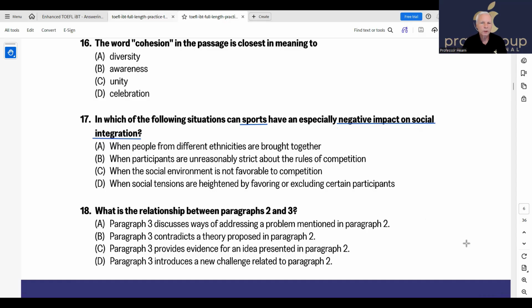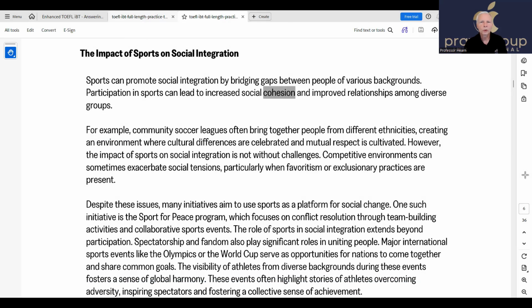All right, now we have a pretty good idea of what the question is asking. What are we going to look for in the passage? The object of this question is social integration. Now that we know what we're looking for, let's go to our passage and find these words. We're looking for the words social integration. I find this phrase here. Now the question is asking about sports having a negative impact on social integration. Does this sentence talk about that? It says that sports can promote social integration by bridging gaps between people of various backgrounds. That's not a negative impact.